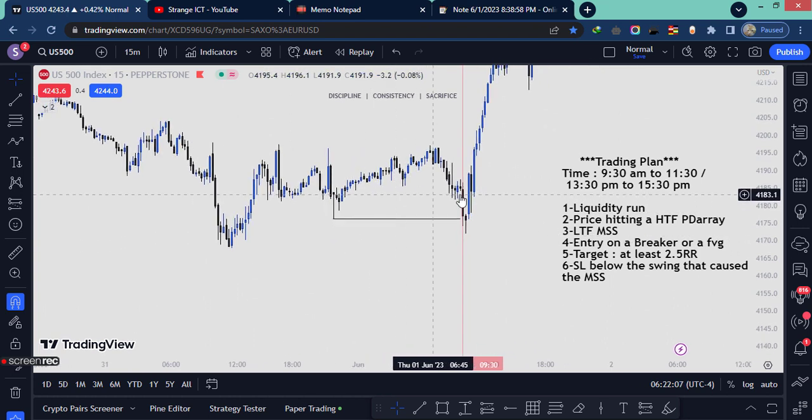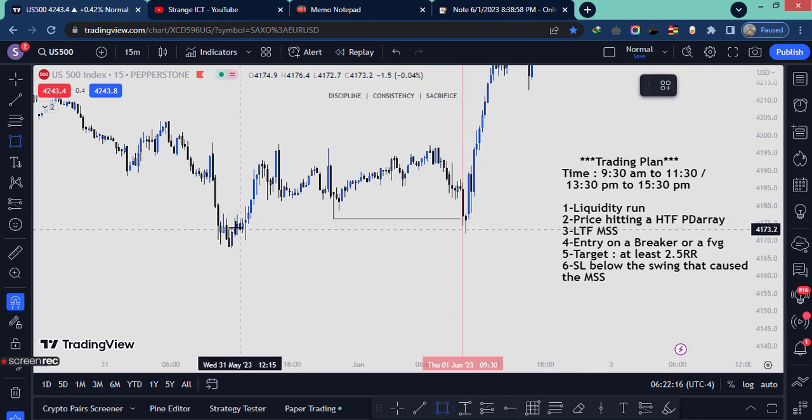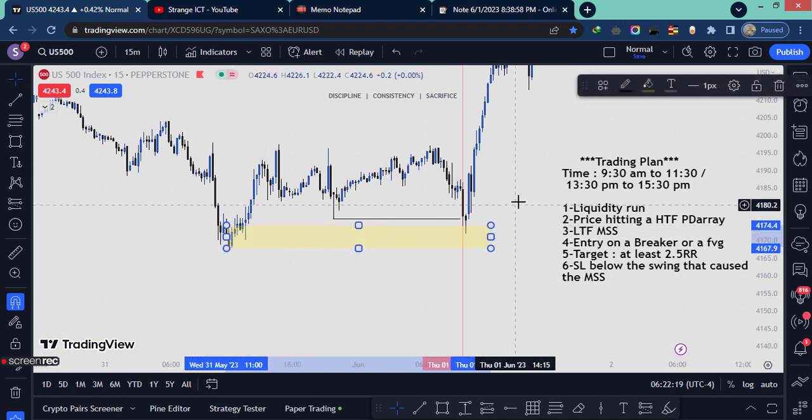Now the second step is price hitting a higher time frame PD array. In our example, we can see that the PD array is this order block right here. This is a valid order block.